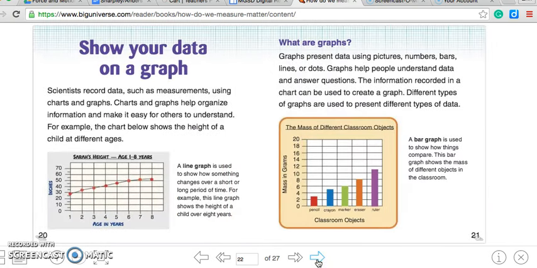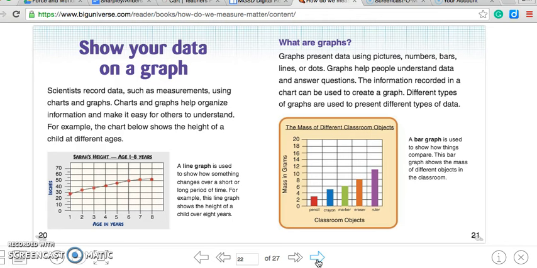Show your data on a graph. Scientists record data such as measurements using charts and graphs. Charts and graphs help organize information and make it easy for others to understand. For example, the chart below shows the height of a child at different ages.